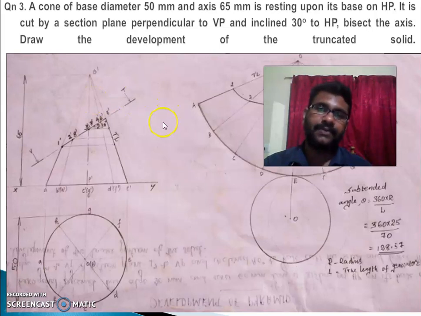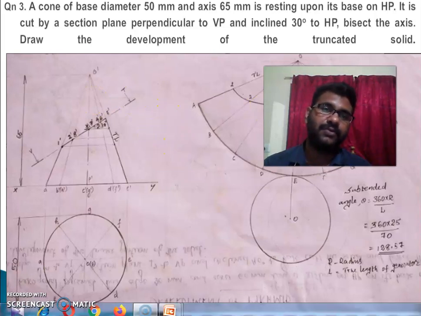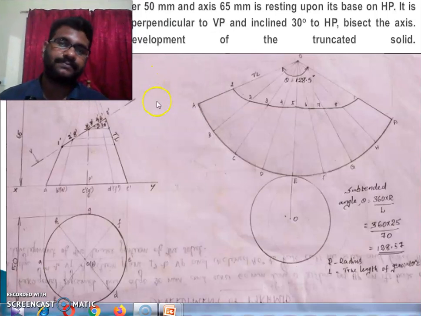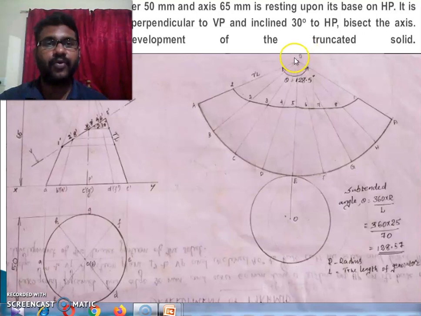After locating the points, we have to develop the solid. To draw the development, initially locate any point O in space and draw the line OA by taking the true length of the generator. Here the lines E dash O dash and A dash O dash are true length, because the top views of those lines are parallel to the XY line. So both lines give true length in the front view. Measure the true length and draw the line OA at any convenient angle.